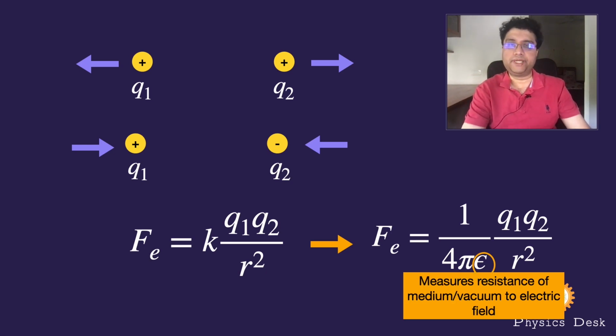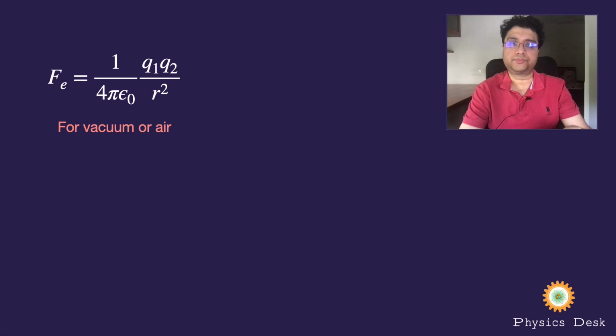But what is permittivity? Permittivity can be considered as a measure of resistance offered by the medium to the electric force. So greater the permittivity of the medium, greater is the resistance offered by the medium to the electrical forces between two charged objects. So in case of vacuum, epsilon becomes epsilon naught, whose value is approximately 8.85 into 10 to the power of minus 12.